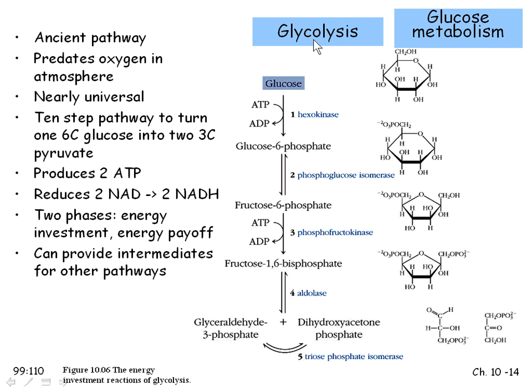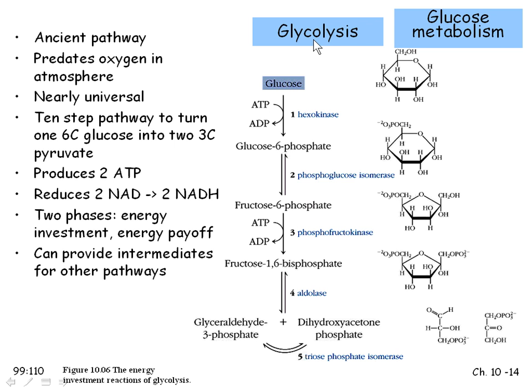So the first organisms that were alive on Earth had an atmosphere that was neutral or maybe slightly reducing. They had no oxygen for aerobic respiration. They had to do everything anaerobically, and glycolysis was the trick that they used for it. I said nearly universal because there are a few interesting exceptions, but it's certainly one of the most widely spread pathways.